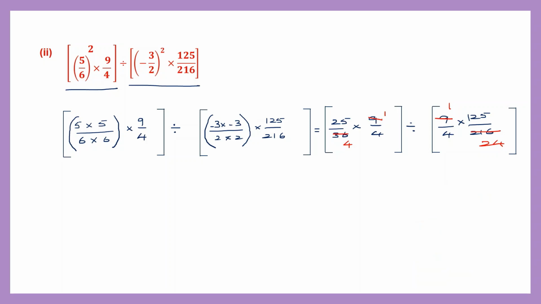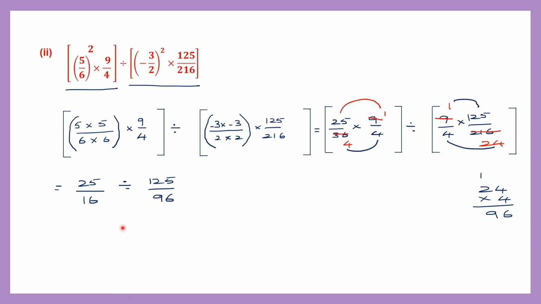So now after cancelling, what do we have? So here I can see 25 into 1 is my numerator. So let me write that. 25 ones are 25 and in the denominator I have 4 into 4. 4 fours are 16. Divided by, let's take the other sets within brackets. 1 into 125 is 125 and in the denominator I have 4 into 24. So let's multiply that and see. 24 into 4. 4 fours are 16, carry 1. 4 twos are 8 plus 1 is 9, 96. So here I have 25 by 16 divided by 125 by 96.